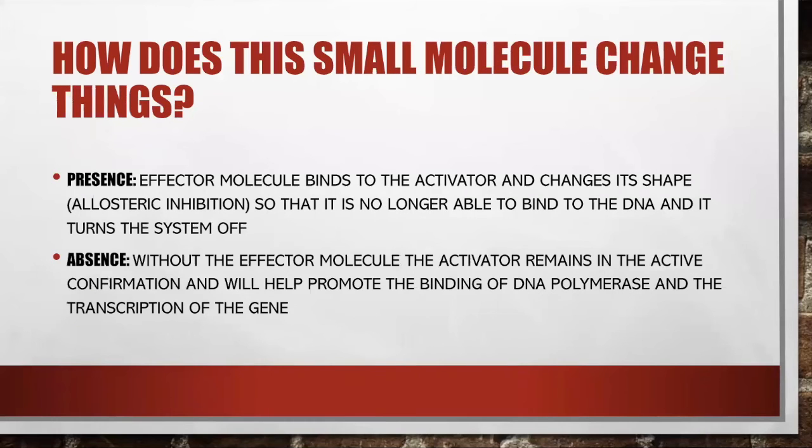So how does a small molecule change things? In the presence of it, the effector molecule binds to the activator protein and changes its shape through allosteric inhibition so that it's no longer able to bind to DNA, and it turns the system off by making it so that the DNA or RNA polymerase does not want to bind to the strand. In the absence of it, the activator protein remains in the active conformation and will help promote the binding of DNA or RNA polymerase and the following transcription of the gene.